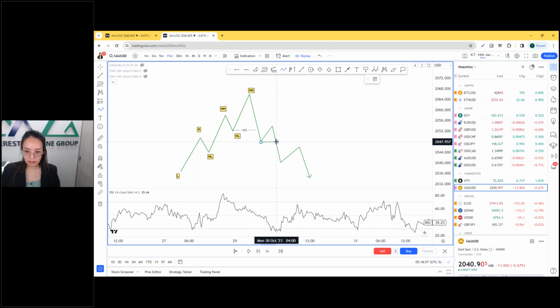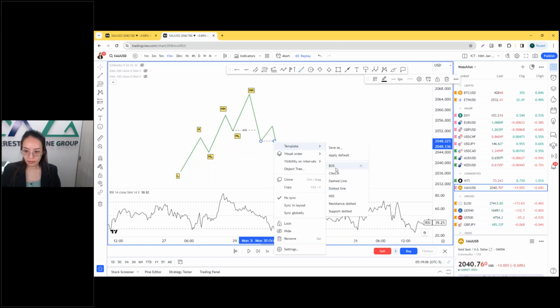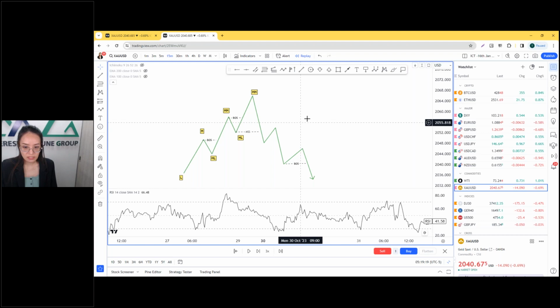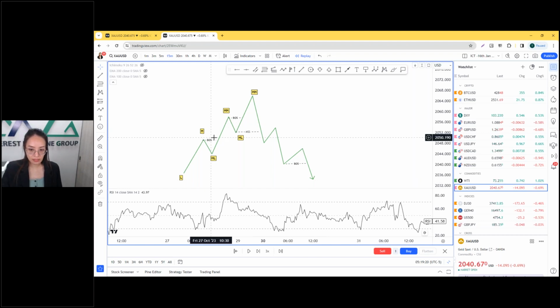They will mark this one as your break of structure. Okay, this one and this one, and you need to mark like this and like this. Okay, break of structure meaning that the price here, they break this high, they make a higher high, they break this high, they make a higher high.